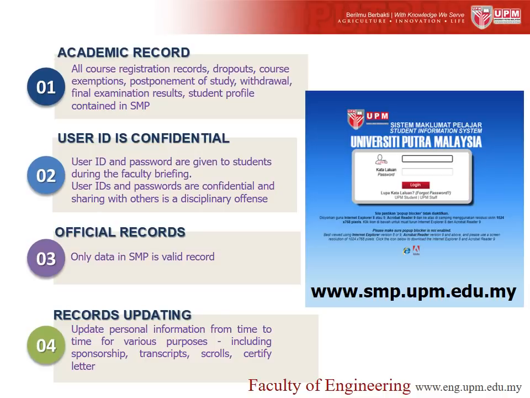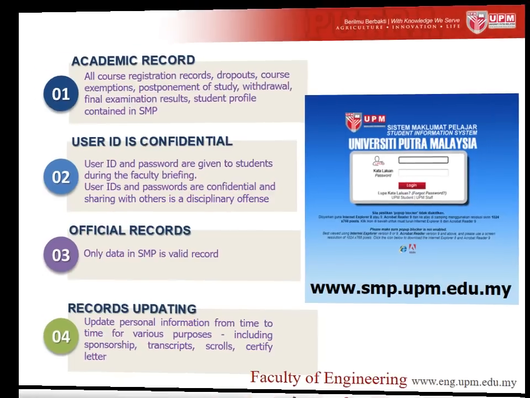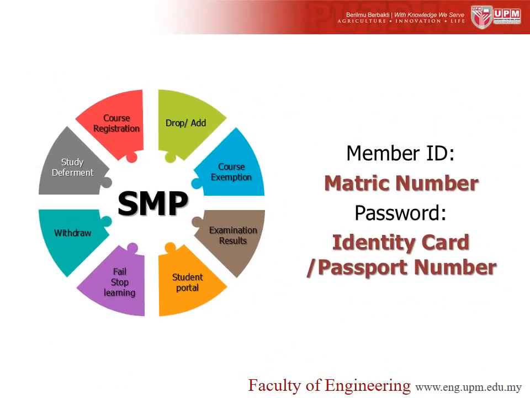Any information that you want to change regarding your registration should be done through eSMP, as this will be the academic record. If you change your personal details as well, please inform the academic department so that the records can be updated. Of course, your member ID is your matric number and your password is your identity card or passport number. This is initially set up.